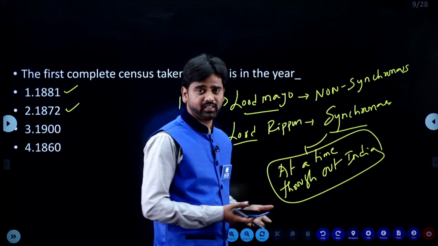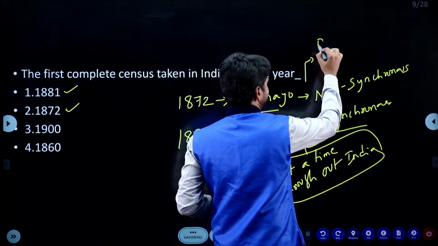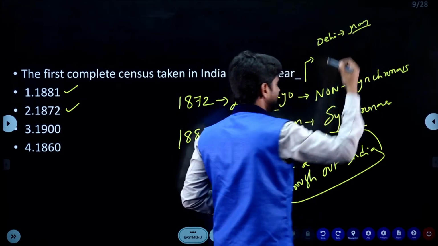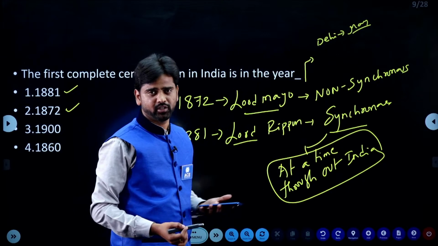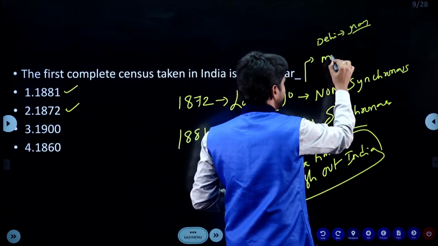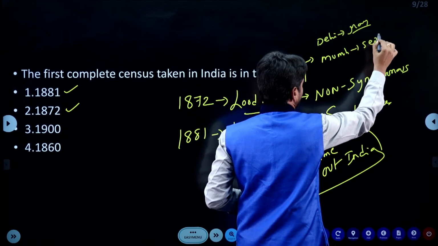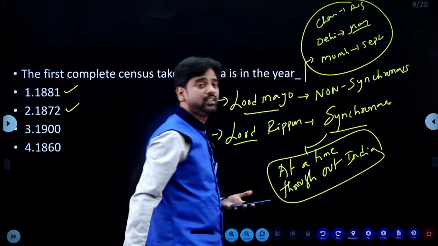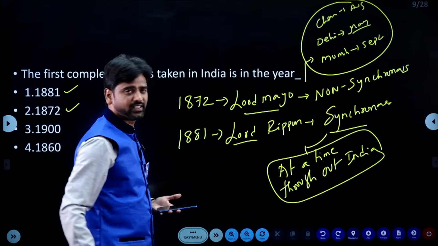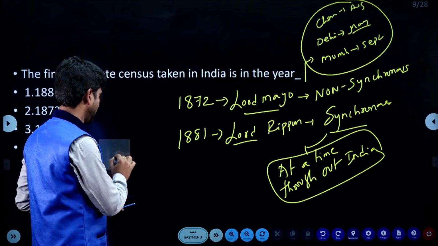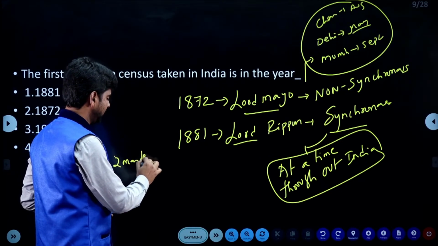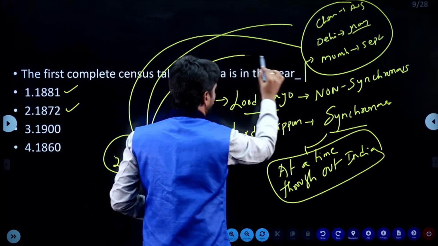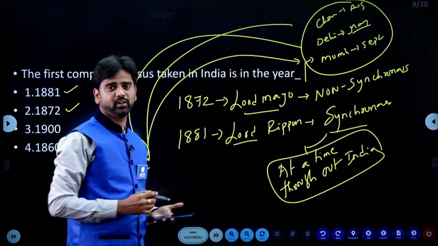And what do you mean by non-synchronous? For example, let us assume that in Delhi we conducted the population enumeration in May, maybe in Mumbai they conducted it in September, and in Chennai we conducted it in August. Is this a synchronous method or non-synchronous method? That is a non-synchronous method. And what do you mean by synchronous method? Within a span of 1 or 2 months, at a time, in all places, the population enumeration is done. This is known as the synchronous method.